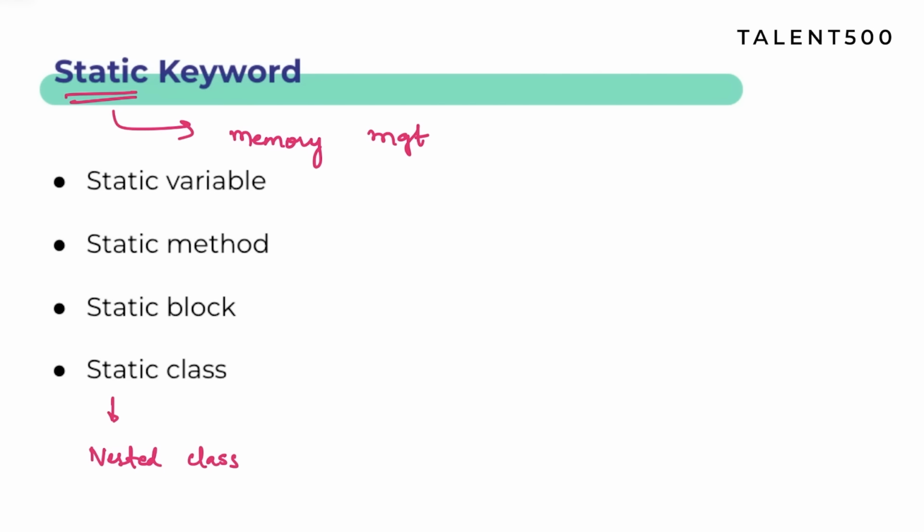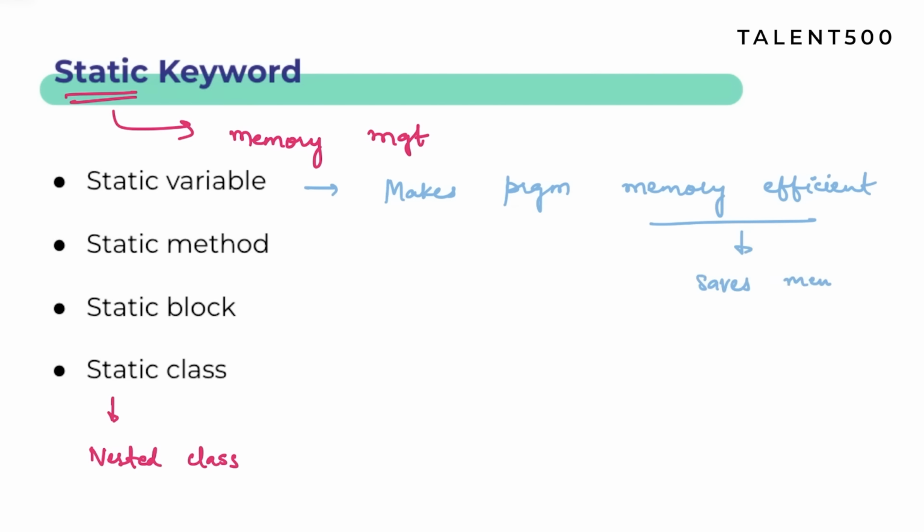So what is the actual advantage of using a static variable? The major advantage is it will make your program memory efficient. And what does memory efficient mean? It is going to be saving the memory. That is why we are saying it will get allocated only once. Post that, we are not going to be allocating memory separately.